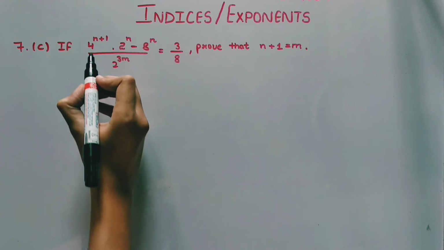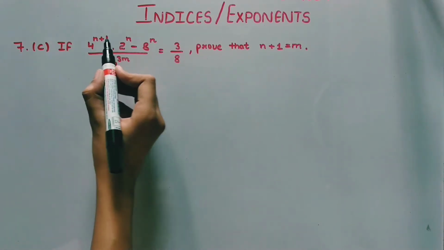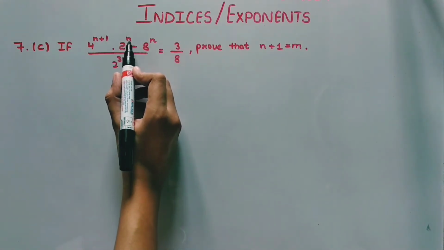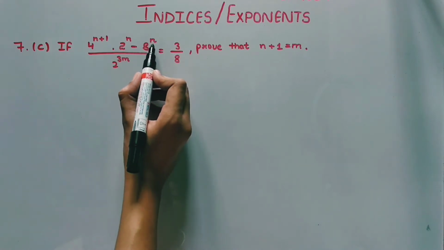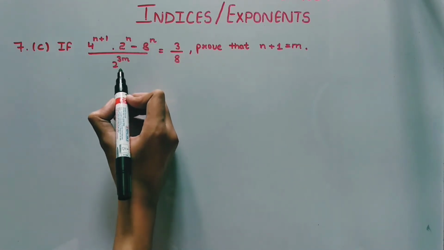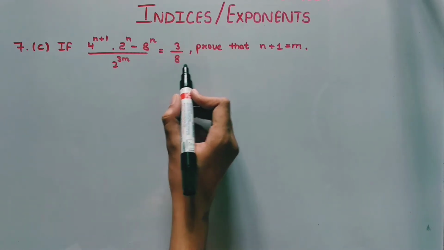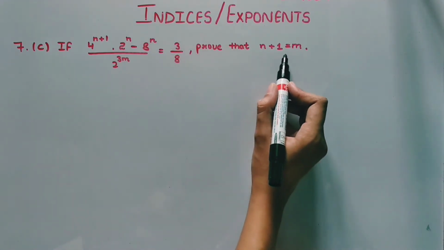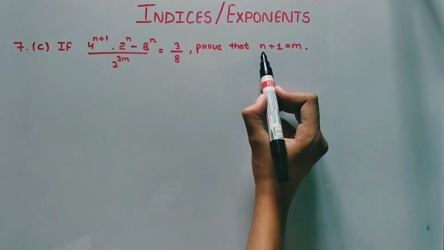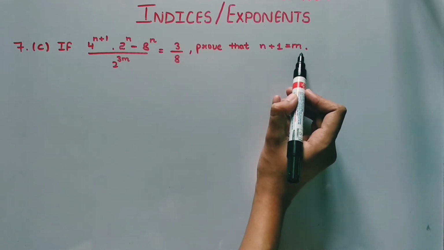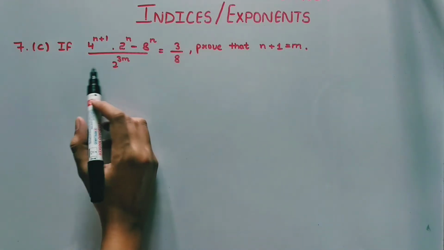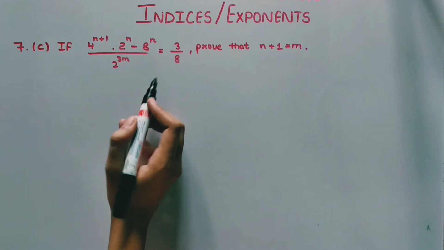If 4 raised to power n plus 1 multiplied by 2 raised to power n minus 8 raised to power n divided by 2 raised to power 3m is equal to 3 divided by 8, prove that n plus 1 is equal to m. We need to prove that n plus 1 is equal to m. First of all, we have to solve this equation.